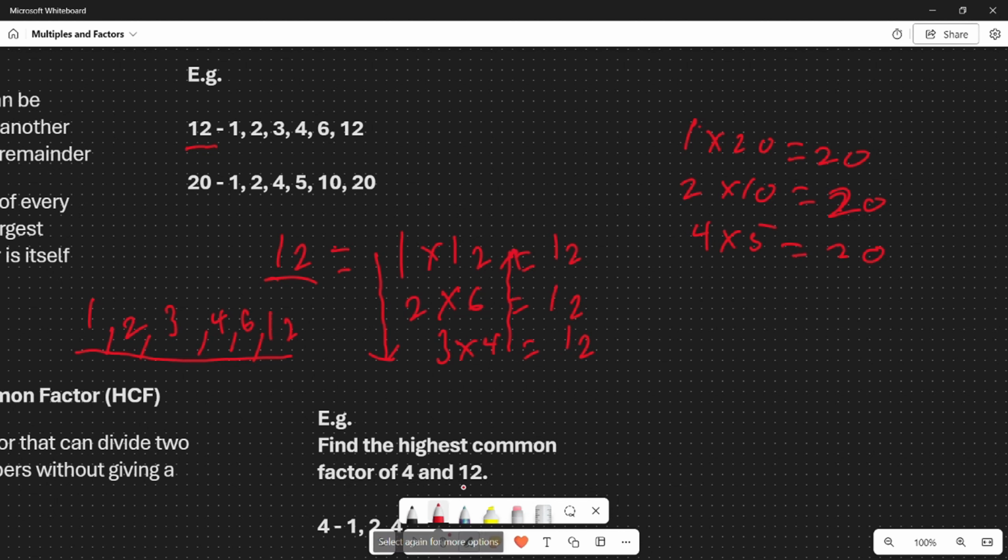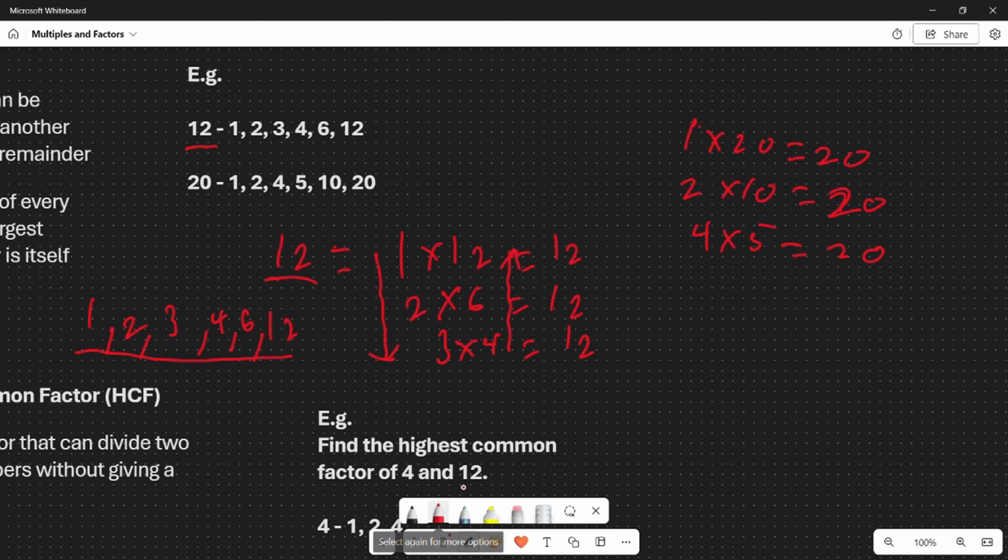So after that, we then go on to another concept, which is the highest common factor. The highest common factor is the highest factor that can divide 2 or more numbers without giving a remainder. This is the most important part. An example can be given here: find the highest common factor of 4 and 12. The highest common factor is, as it says, the highest factor that can divide 2 or more numbers without giving a remainder.